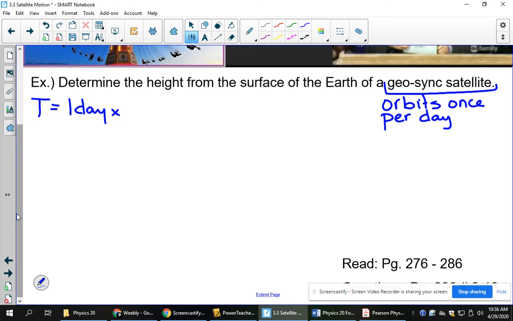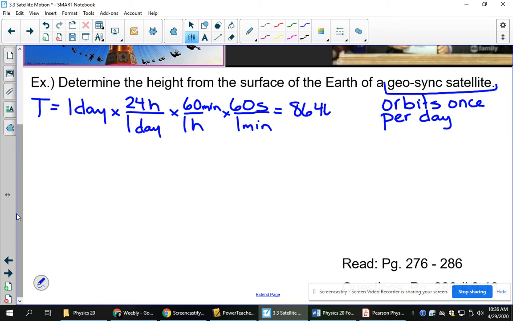So I go ahead and I say 1 day has 24 hours, 1 hour has 60 minutes, and 1 minute has 60 seconds. I get the number of seconds in 1 day to be 86,400 seconds. That is my period. That is how long it takes a geosynchronous satellite to orbit the Earth.